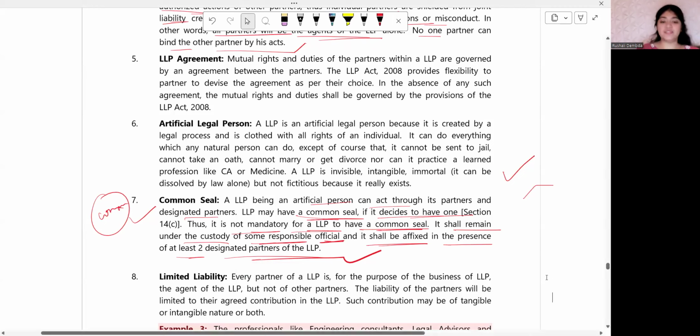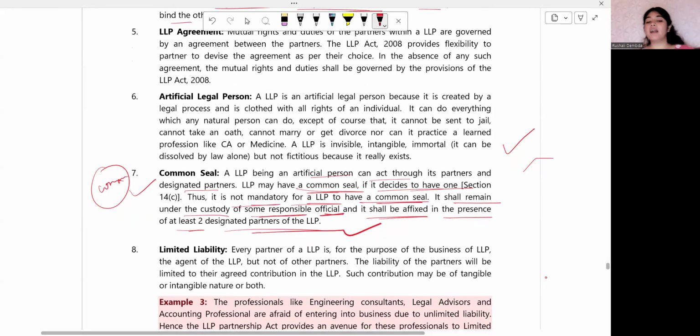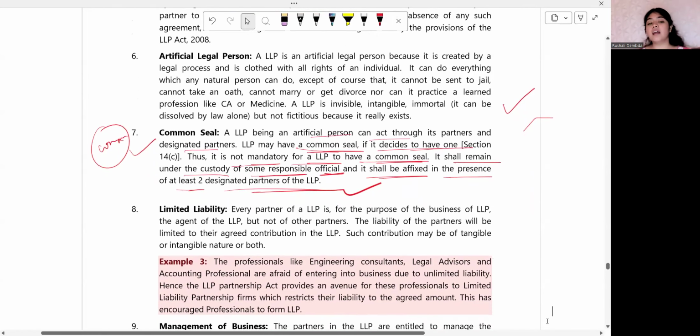Limited liability, we have seen this definition. Every partner of LLP is, for the purpose of the business of LLP, an agent of LLP. Every partner is an agent, but not of other partners. The liability of the partners will be limited to their agreed contribution in the LLP. Whatever amount they have agreed, that much only they are liable to pay. If someone does something wrong, the other partners will not pay, because they are liable only up to their agreed contribution. Such contribution may be of tangible or intangible nature, or both.